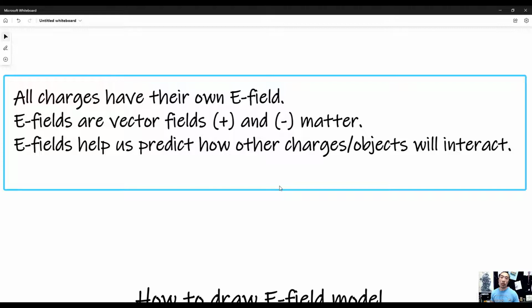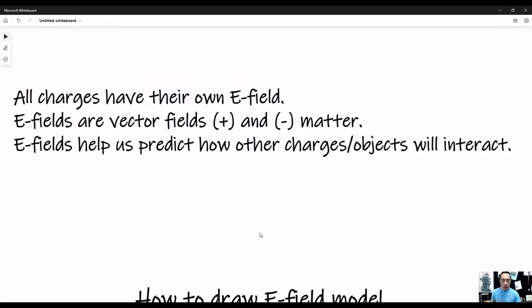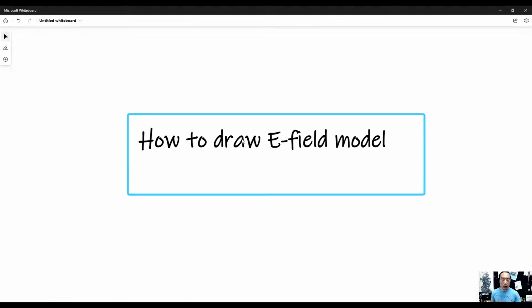So, for example, a field that we're used to is the gravitational field. So we are all within the Earth's gravitational field, okay? And so because we know that we are within the Earth's gravitational field, we know how we will interact with the Earth. And simply put, we'll just be pulled in towards the Earth. The Sun also has its own gravitational field, and because the Sun has its own gravitational field, we know how other planets will interact while it is within the Sun's gravitational field. Okay, so that's why we have fields. It's a way for us to model how other charged objects will interact.